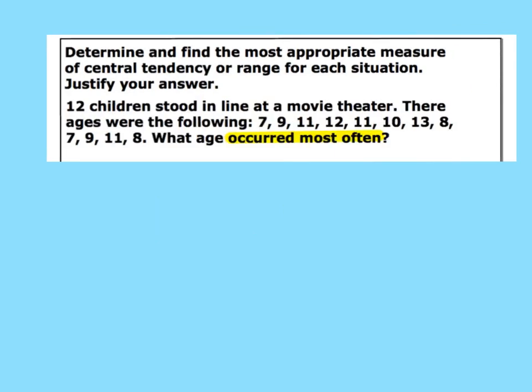All right. Again, here's our question. 12 children stood in line at a movie theater. Their ages were the following: 7, 9, 11, 12, 11, 10, 13, 11, 8, 7, 9, 11, 8. Which age occurred most often? So we're looking for the mode. When I look at this set of data, it looks like I have 1, 2, 3 that are 11. So the mode is 11.